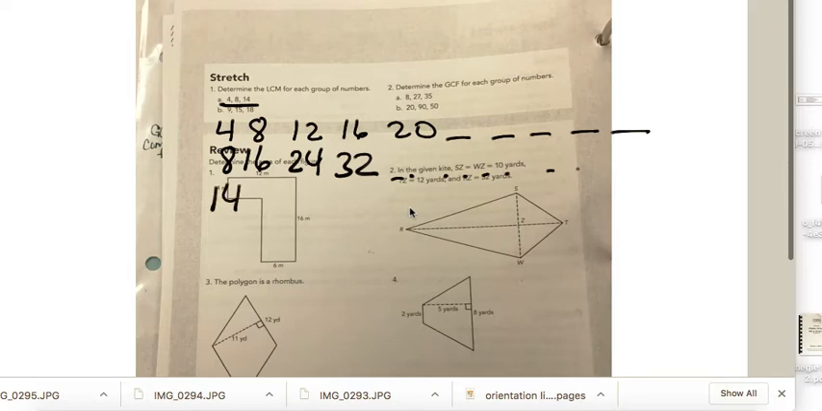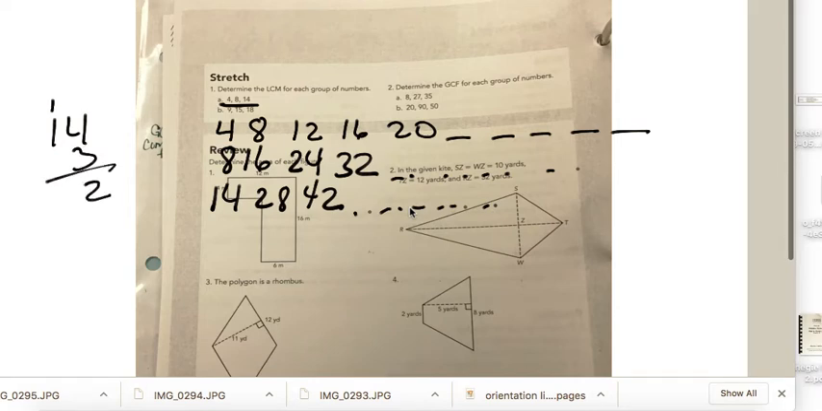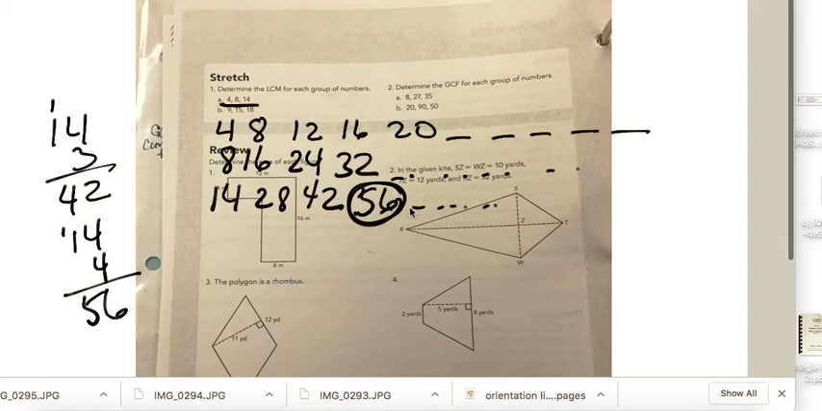Then you start with 14, 28. What would be 14 times 3? It would be 42, I think. And keep on going until you find a match. Let's see if I can figure this out. 14 times 3. Let me just double check that. Yep. And then you could maybe do 14 times 4. That would be 56. Wow. So I know it would be 42, then 56. 56 might work because I know 8 times 7 gives me 56.